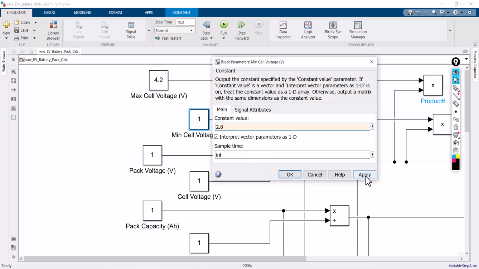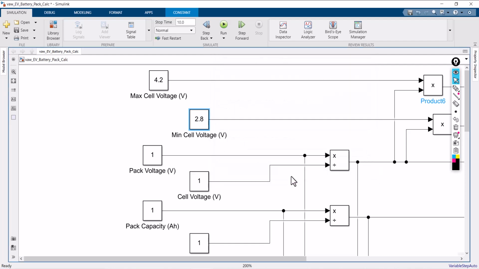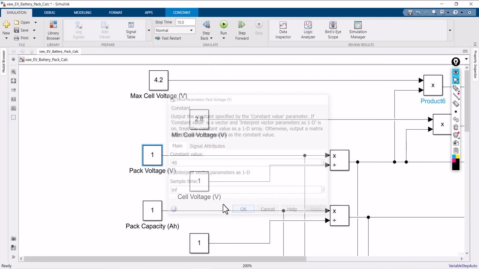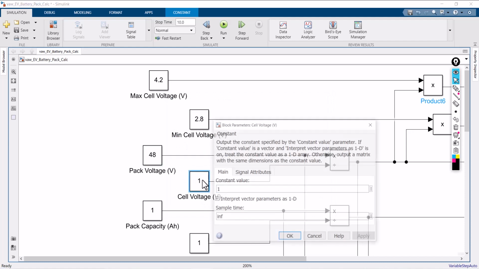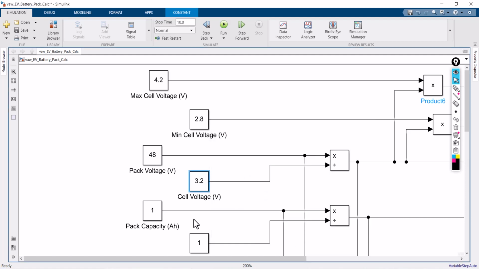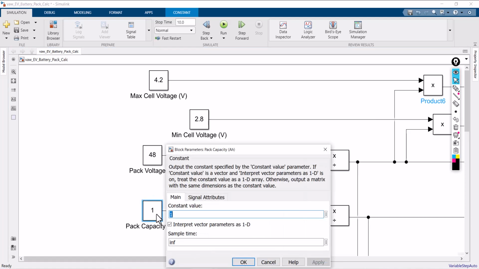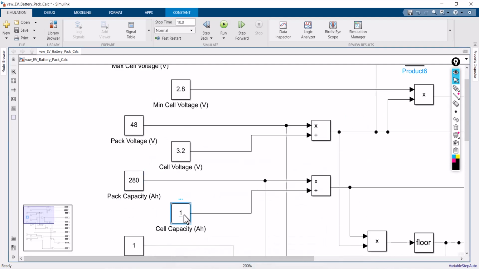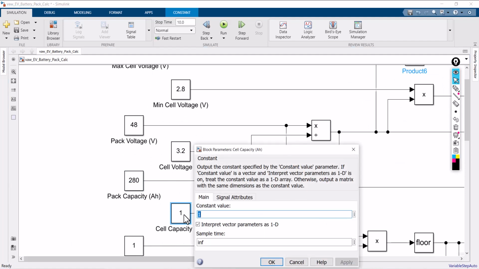Accordingly, you can design it according to the specification of the cell. So in our case, the pack voltage is 48 volts. Cell voltage is 3.2 volts. You can refer to it. And then pack capacity is 280 ampere hour. The individual cell capacity is 65 ampere hour.